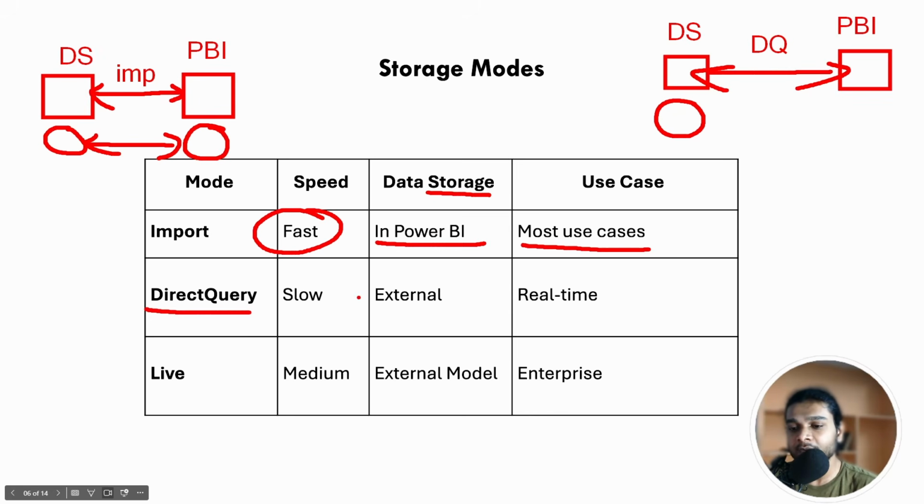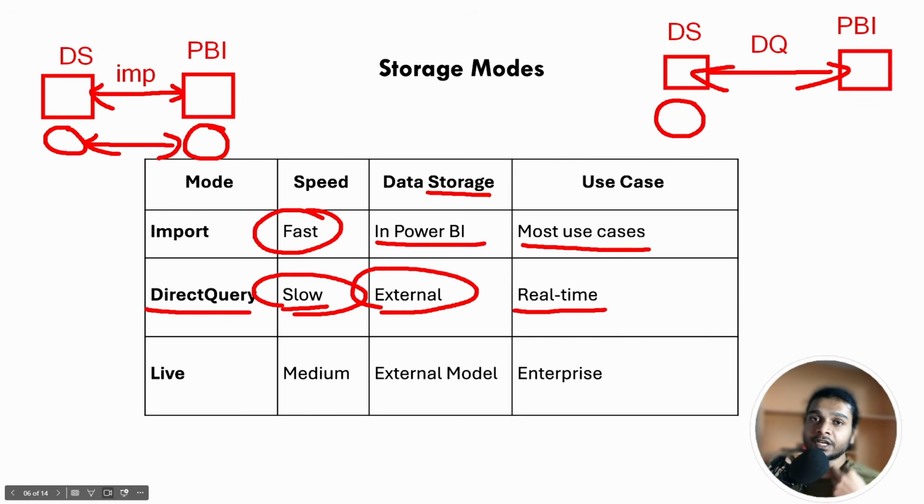But for DirectQuery, the speed is slow, obviously, because it needs to convert the DAX or any calculations into a data source understandable format, execute there and get the output. And that is why it is slow. Data storage is external and nothing is stored inside, just the model is stored inside Power BI. And the use case is real time, because if the data in the data source changes, the data in Power BI changes as well. That is how these two modes work.